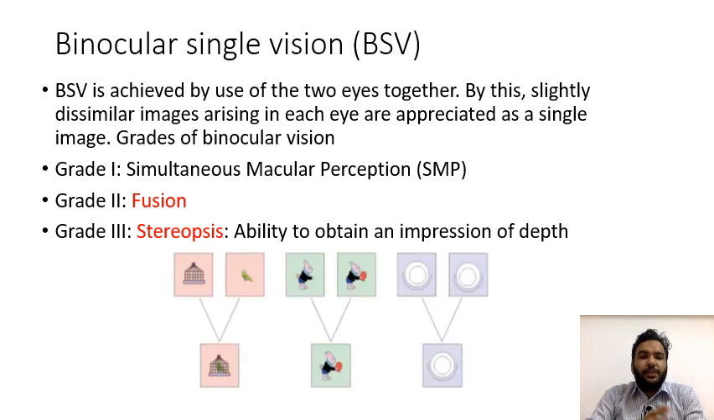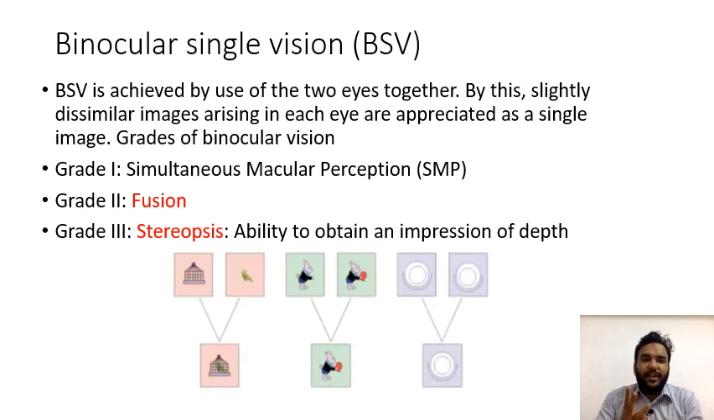Coming to BSV, it's an important and fascinating topic. BSV is achieved by use of two eyes together. That's the difference between a rat and us. A rat will have two eyes on different areas, and they will cover a lot of areas because they have to run. But for us, we have to do all skillful movements. That's why we have binocular single vision. Binocular single vision is achieved by use of two eyes together, where the slightly dissimilar images arising in each eye are appreciated as a single image. That's where the point is.